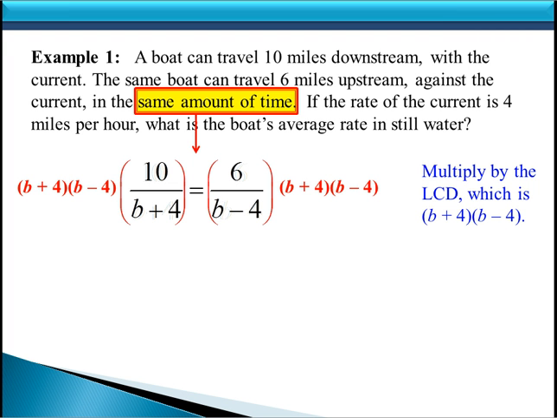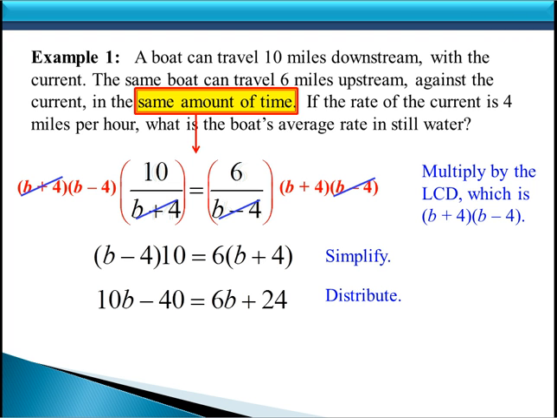So notice on the left side that we can cross-cancel the b plus 4 factors. And then on the right side, we can cross-cancel the b minus 4 factors. So the denominators completely cancel out. So yes, indeed, our fractions are cleared. So now to simplify this more, we're going to have to multiply the b minus 4 times 10. So we're going to have to distribute 10 through the b minus 4 factor, and then also on the right side, distribute 6 through the b plus 4. So if we go ahead and do that and simplify, we end up with 10b minus 40 on the left and 6b plus 24 on the right.